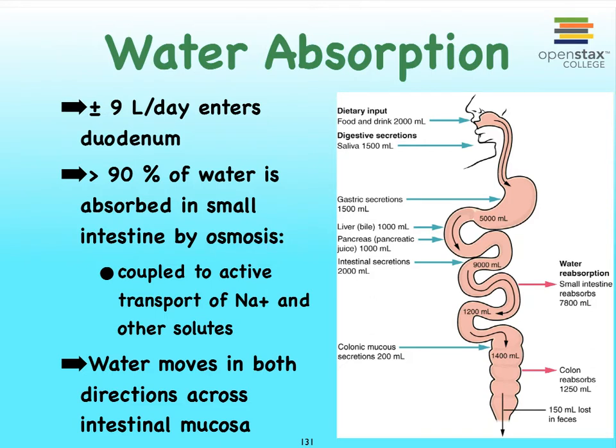Now, this passive transport of water can often be influenced by the movement of other solutes, particularly sodium. Water will typically follow sodium, and water is always going to move into an area where the solute concentration is the highest. Because of this, water can potentially move in both directions across the intestinal mucosa. It all depends on the concentration gradient.